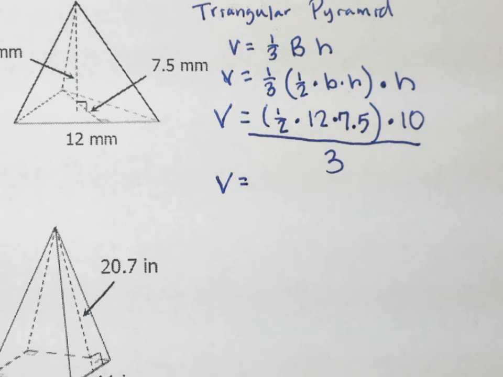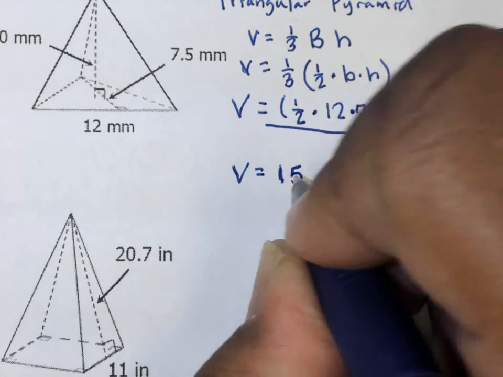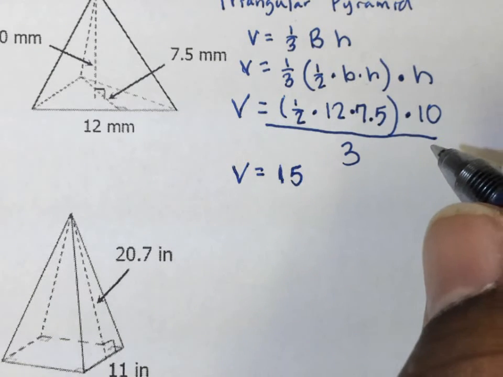I'm listening. 150. Something went off. Put it in your calculator again, Earl. You probably forgot to times by 1/2.